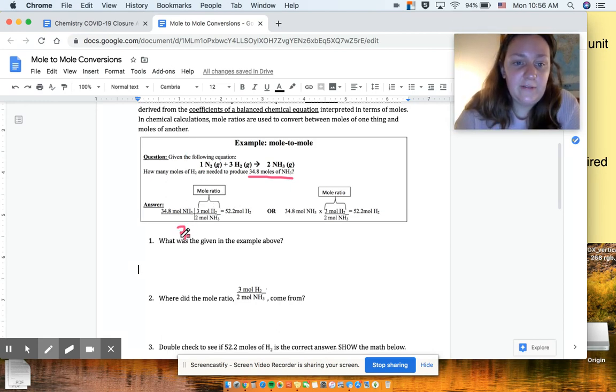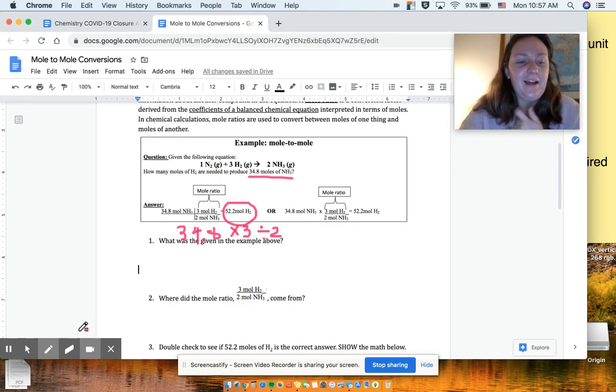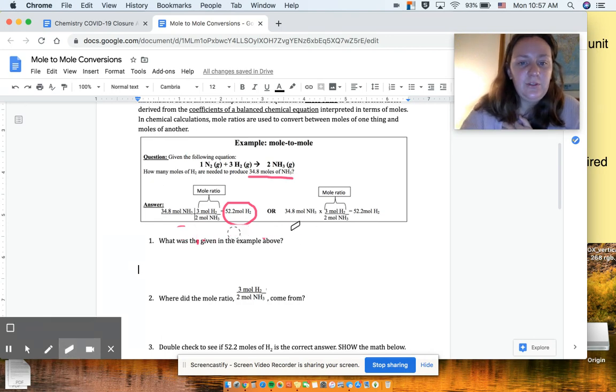So they did 34.8 and then multiplied across the top times 3 and divided across the bottom, divided by 2. Plugged that into their calculator and got this answer, 52.2 moles of H2. And then they just showed you literally the exact same way to solve it, just written differently in this one. So now we're going to answer some questions about this problem.